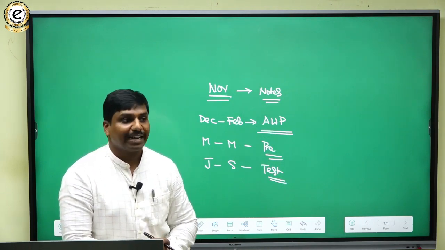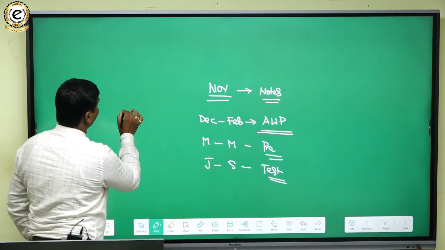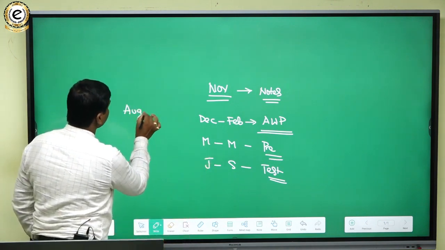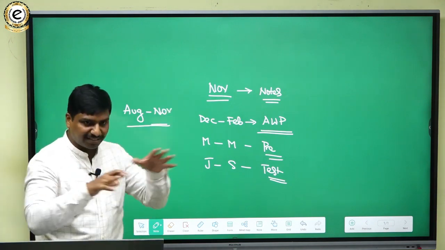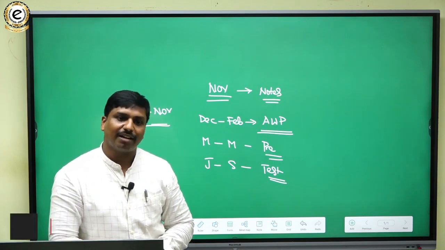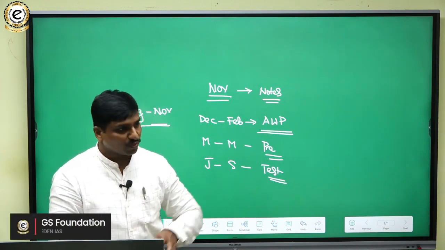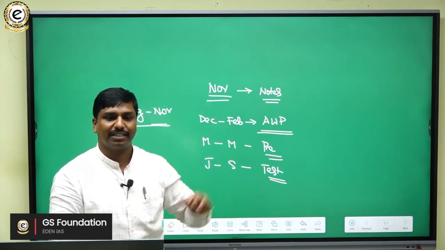So the right time for completion of the optional would be this period, that is, hardly from August to November. That's why we are beginning our batch in this time, so that you will get a fair time for reading, revision and all other things. So this is the right time, and the right strategy would be what we have discussed.